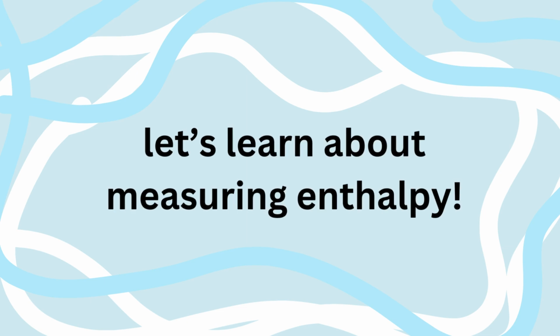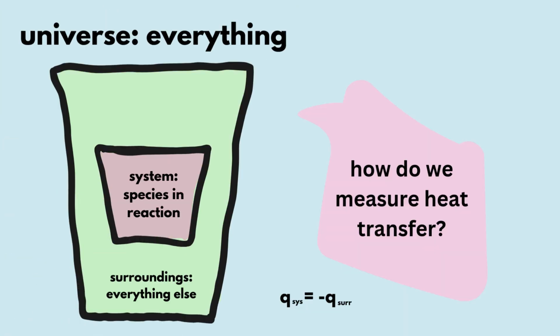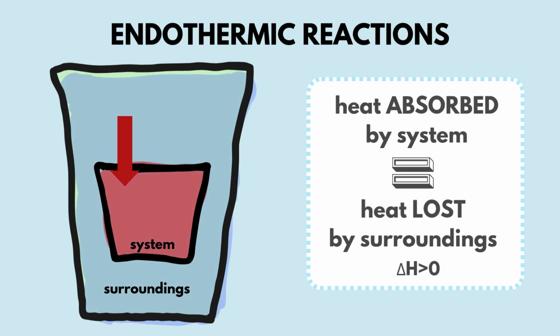First, let's review what we know about enthalpy. The universe is everything and consists of the system, which is the species in the reaction, as well as the surroundings, which is everything else. We also have learned that the heat of the system is equivalent to the heat of the surroundings. But how do we measure the heat transfer? We can measure this heat transfer by looking at the heat change of the surroundings, which is measurable, and applying it to the heat change of the system.